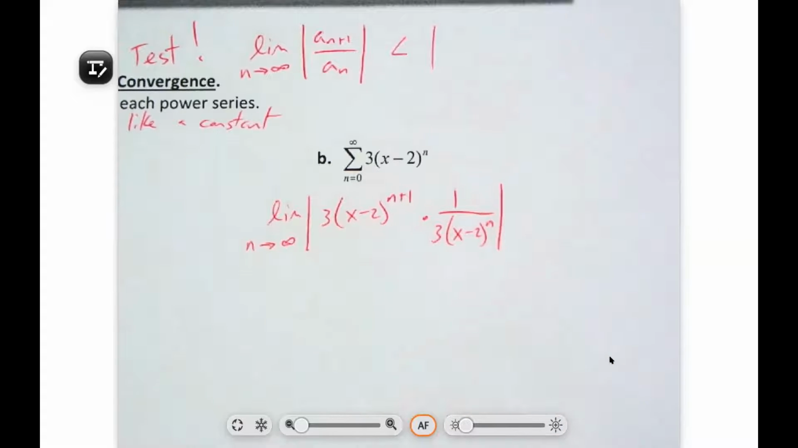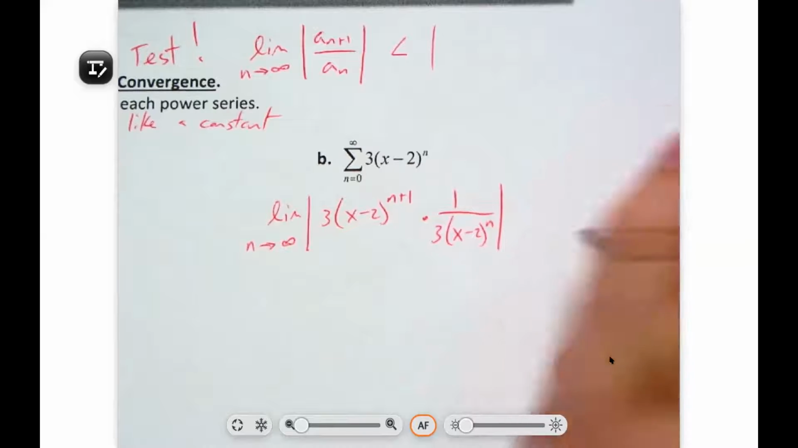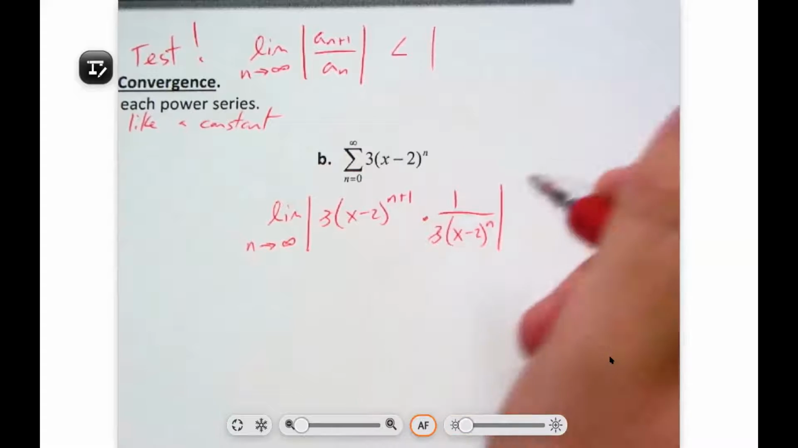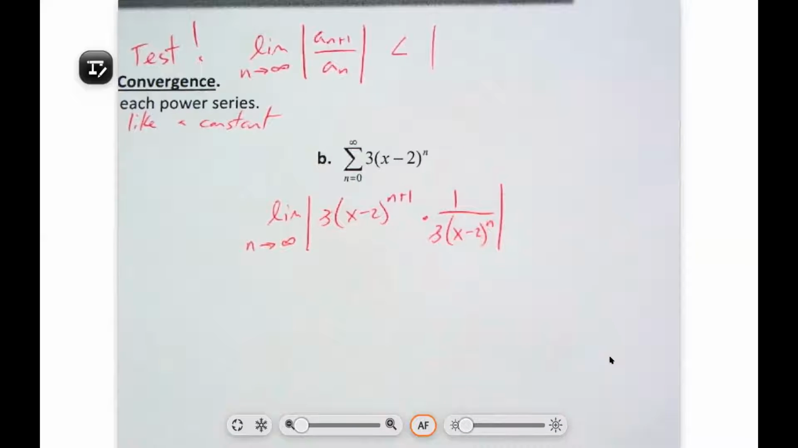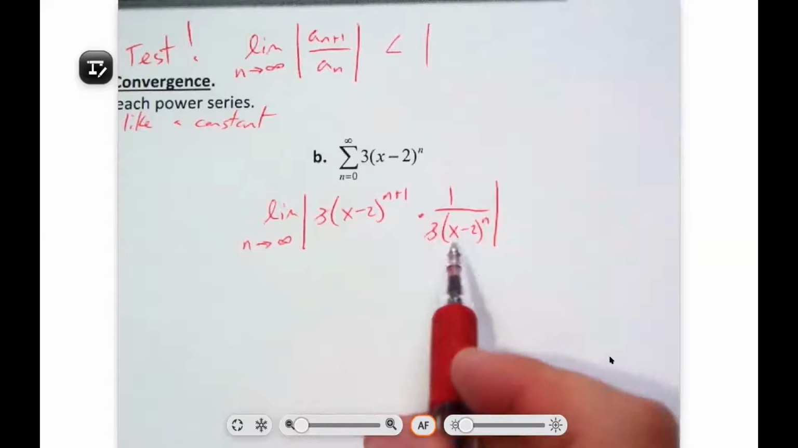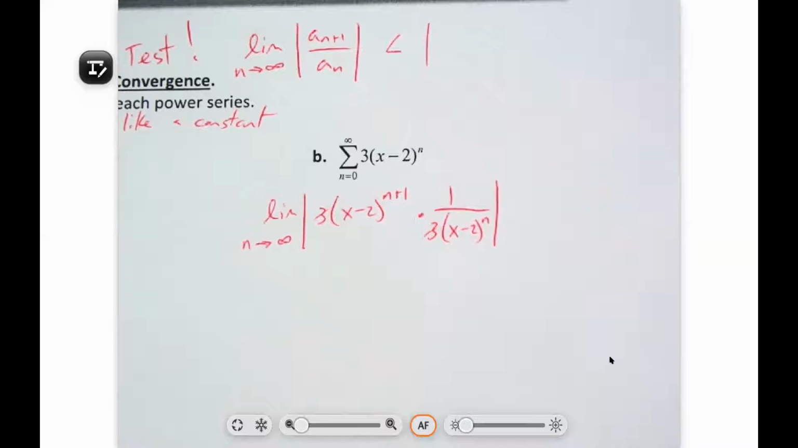Before we say this is less than 1, we don't know if that's true. We need to actually do all our algebra work now and figure out what this equals. So I'm not going to put less than 1 right now. I want to clean all this up. So the 3's cancel. x minus 2 to the n plus 1 over x minus 2 to the n is just x minus 2.